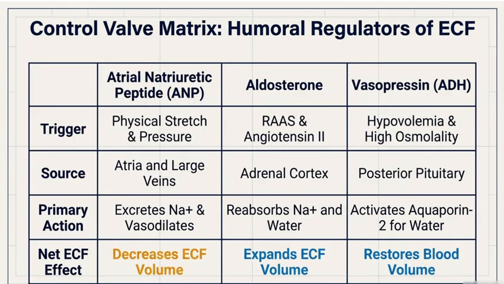Coming to the reactions, each acts differently. ANP excretes sodium and vasodilates, therefore it reduces the volume. Aldosterone retains sodium and expands the volume. ADH retains water and restores the circulating volume. So, simply saying, ANP drains the tank, aldosterone fills the tank, and ADH adjusts water concentration.